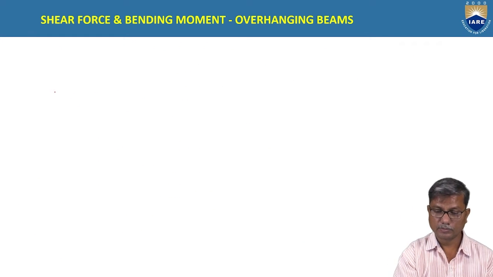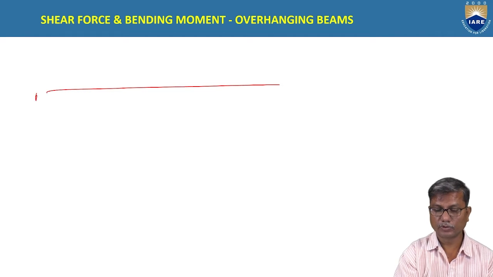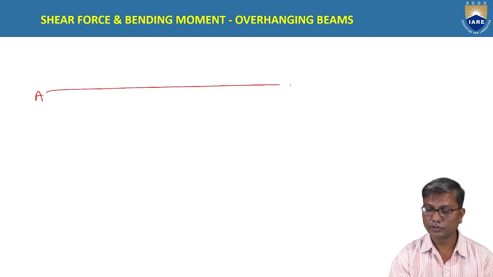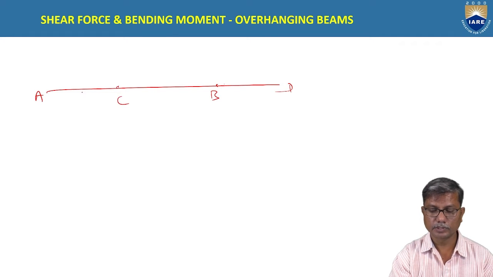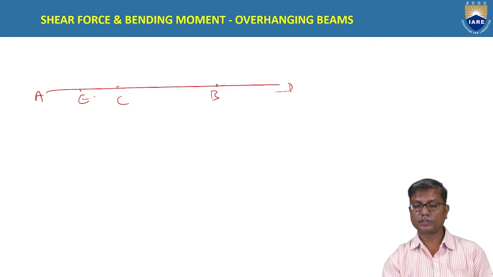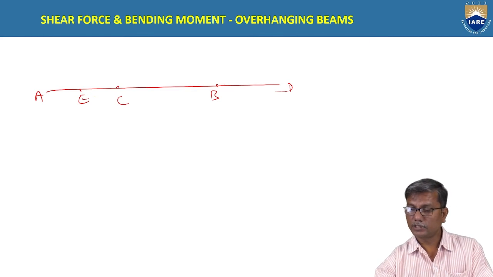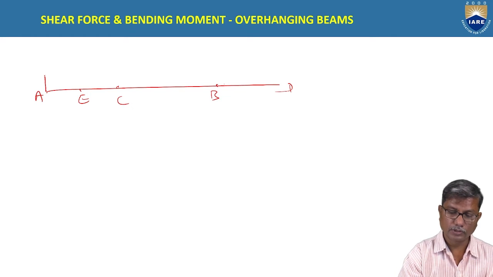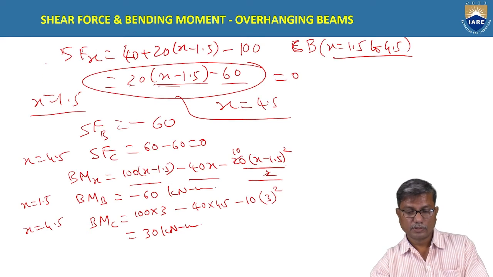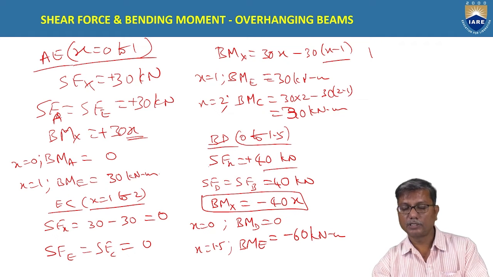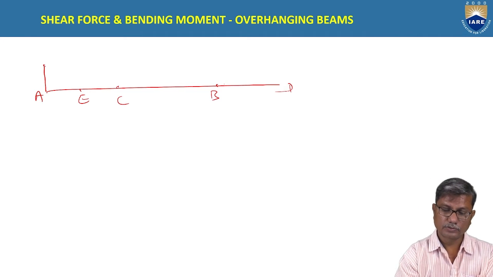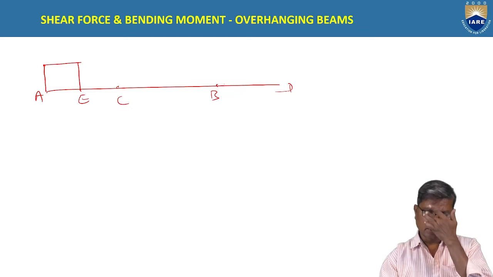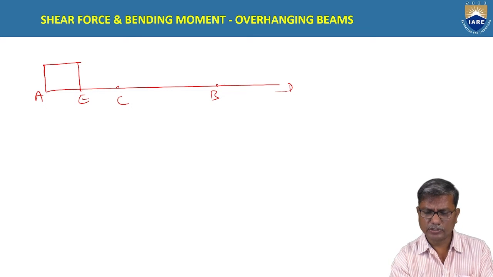Okay, coming to the shear force diagram, we have A, D, B, C, and E. First locate the points. And the shear force at A is 30. Okay, it is positive. Shear force at A and E is 30. And the shear force at C at E is 0.